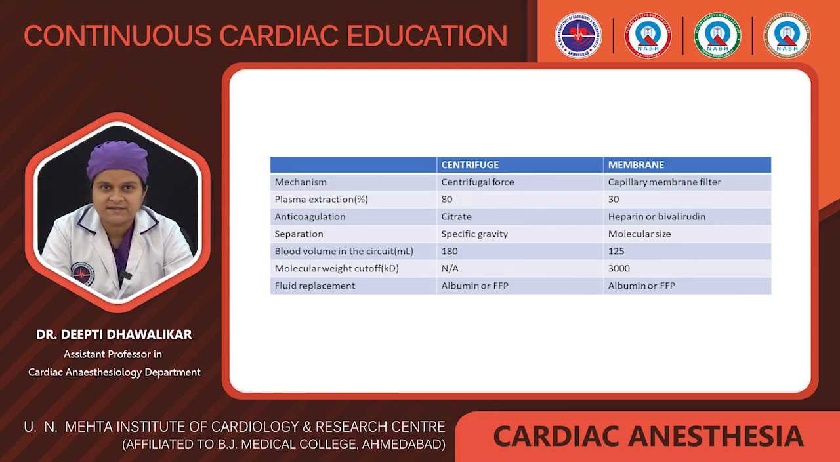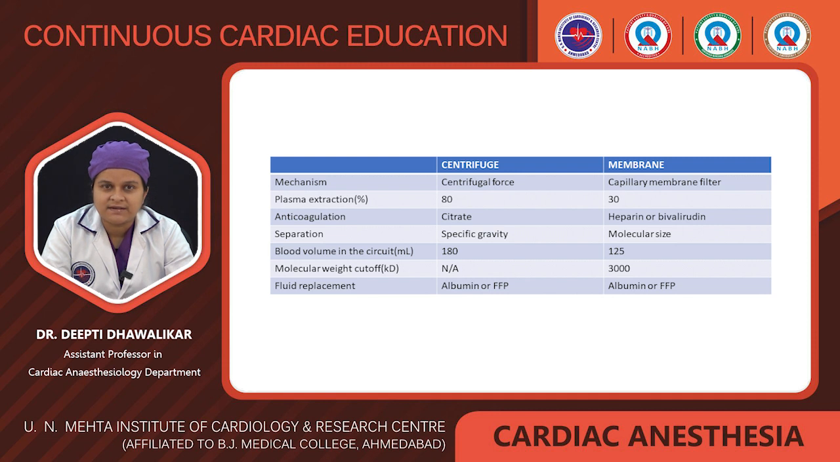So there are certain differences between centrifugal force and membrane filtration. First is the mechanism, where in the centrifugal technique centrifugal force is used, whereas membrane filtration uses a capillary membrane filter. Plasma extraction achieved is 80% with centrifugal force, whereas it is only about 30% using membrane filtration. Anticoagulation is citrate with centrifugal force, whereas it is heparin or bivalirudin with membrane filtration. Separation is based on specific gravity with centrifugal force, whereas it is based on molecular size with membrane filtration.